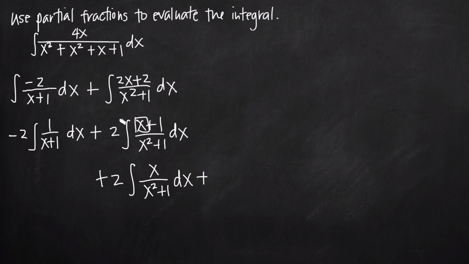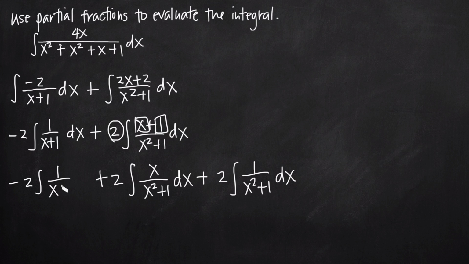And then add to that, we have to remember to distribute this 2, so we have plus 2 times the integral of the second part of our numerator, so 1 over x squared plus 1 dx. Now you can split things like this when you have multiple terms in the numerator. You can't split apart terms in the denominator, so we couldn't separate these x squared and 1 terms in the denominator. We can only split apart terms in the numerator, and we'll have here -2 integral of 1 over x plus 1 dx. Now our first and third integrals are easy to evaluate.